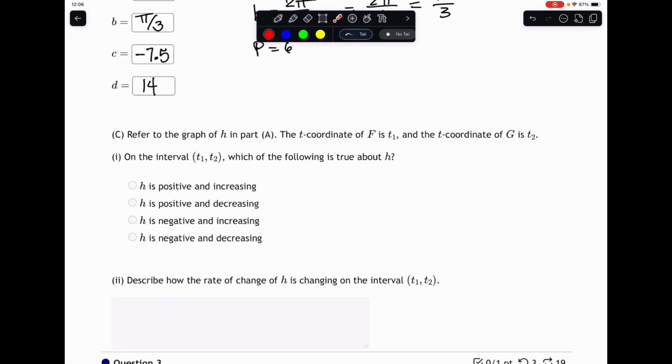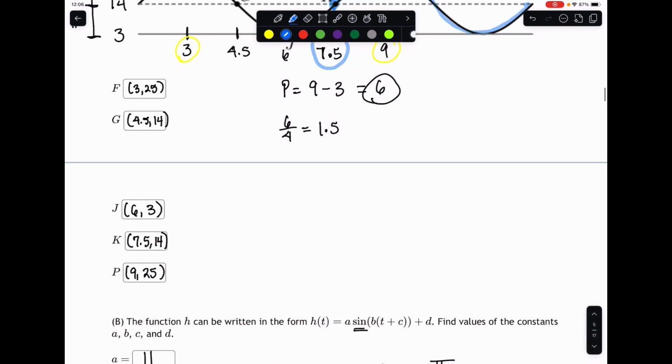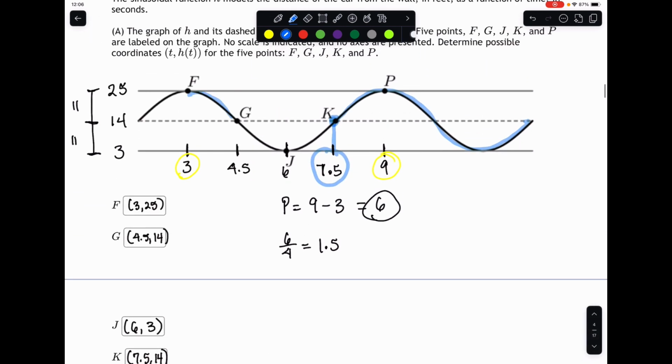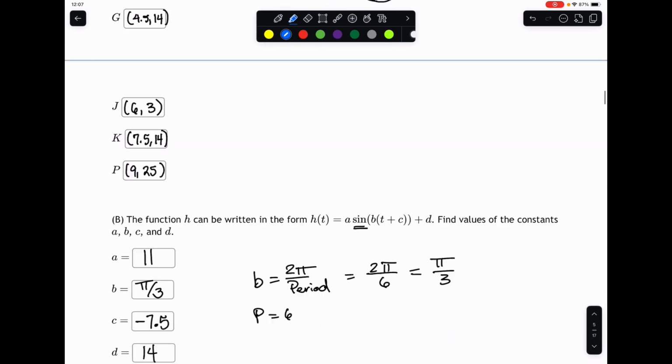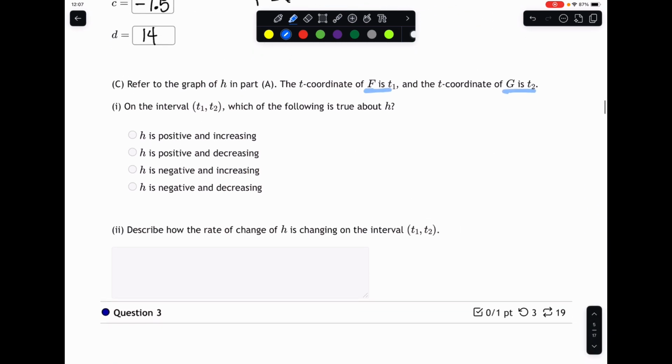Now for question C, the first part is on the interval t1 to 2. So we're looking from F this time to G. F to G, your Y values are both obviously positive, and you're going to G, so you're decreasing. So we have a positive value for H, and it's going downwards. So this second option is the correct answer.